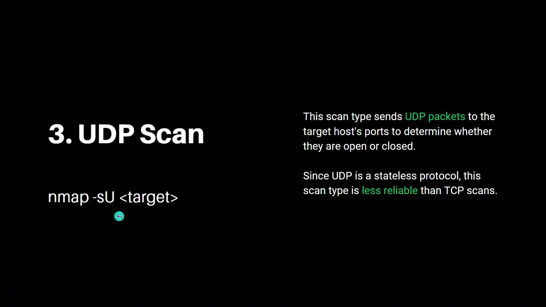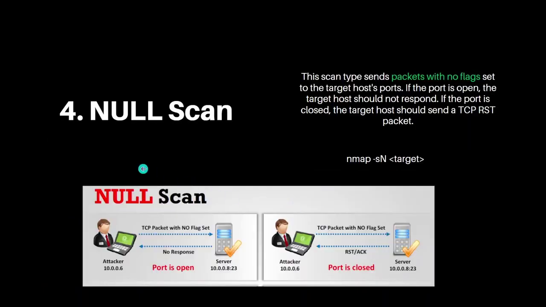The fourth one is the Null scan. A Null scan is like sneaking up to the door and listening for any sounds to determine whether someone is home. This type of scan sends packets with no flags set to the target host's ports. If the port is open, the target host should not respond. If the port is closed, the target host should send a TCP reset packet.